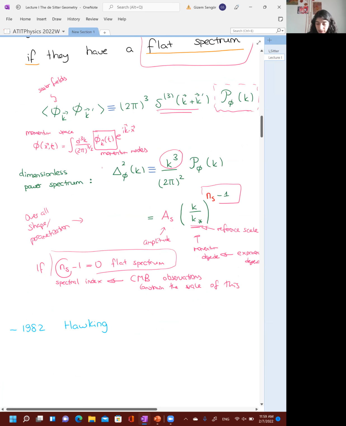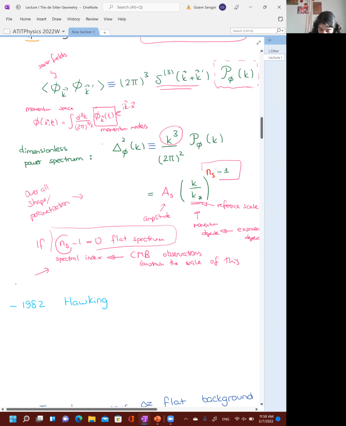But now it turns out that you cannot have this in radiation domination. Now, by 1982, Hawking does a calculation of scalar fields on the de Sitter. And he shows that if the scalar is massless, this quantity for momentum much less than this Hubble parameter, comes like this.